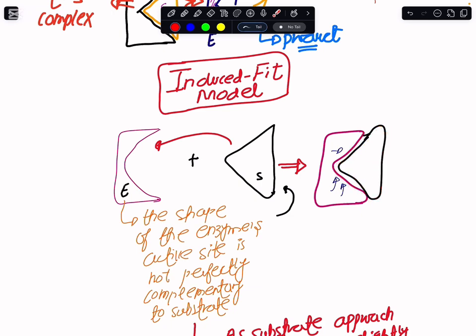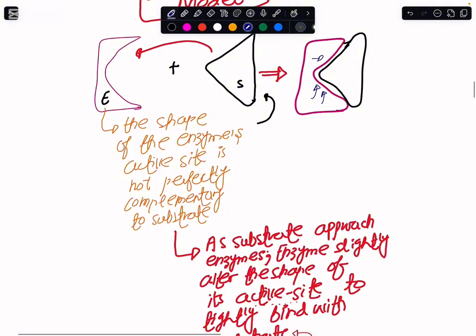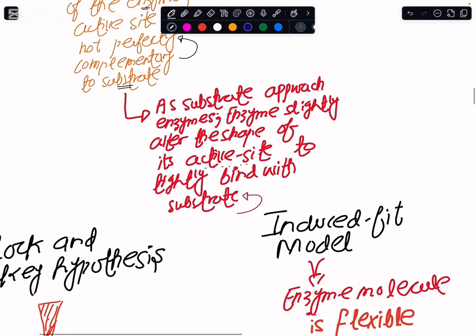So the scientists presented that the shape of the enzyme active site in some scenarios is not perfectly complementary to the substrate, but as the substrate approaches the enzyme molecule, the enzyme slightly alters the shape of its active site. When it does, the substrate tightly binds with the enzyme's active site to make an enzyme substrate complex, and we will have our enzyme at the end, and the substrate would be converted into product.